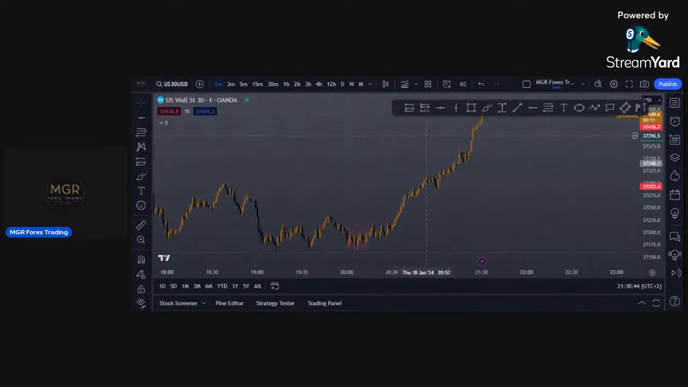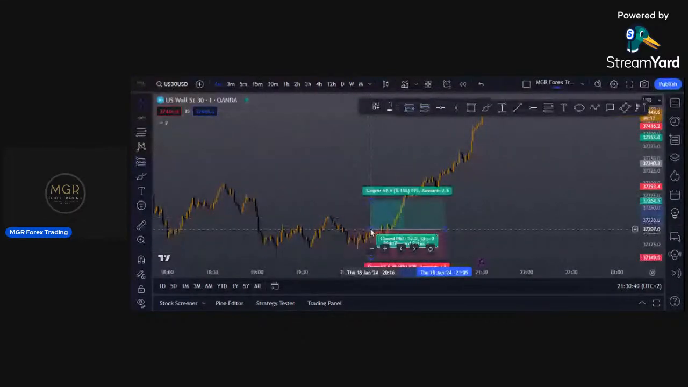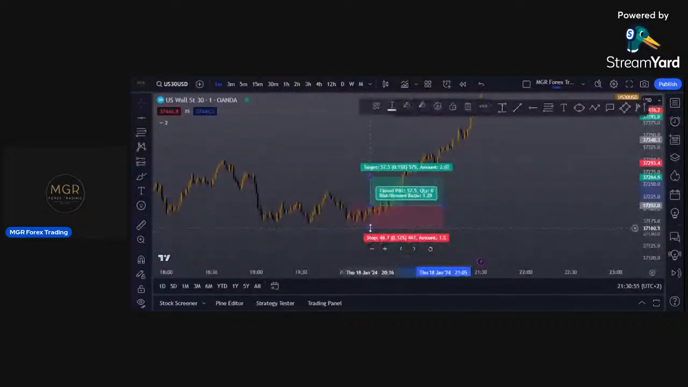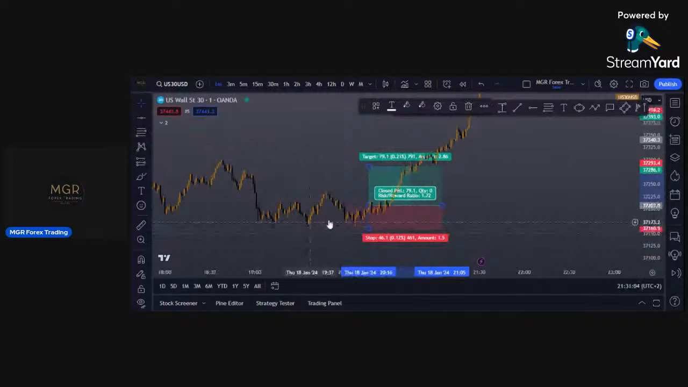That's one point. But okay, so over here, as you can see on US 30, it was a beautiful opportunity. It was much more than a one-to-one risk to reward. I'm quite certain that our SMC traders would have certainly spotted this liquidation, creating this low over here, liquidating this low and having it run to the upside.